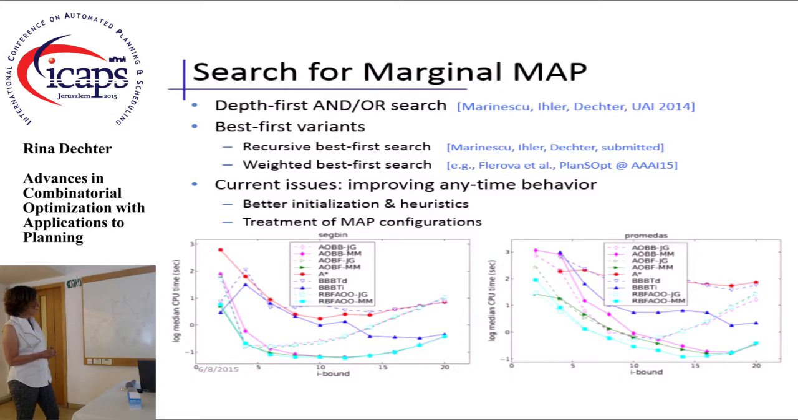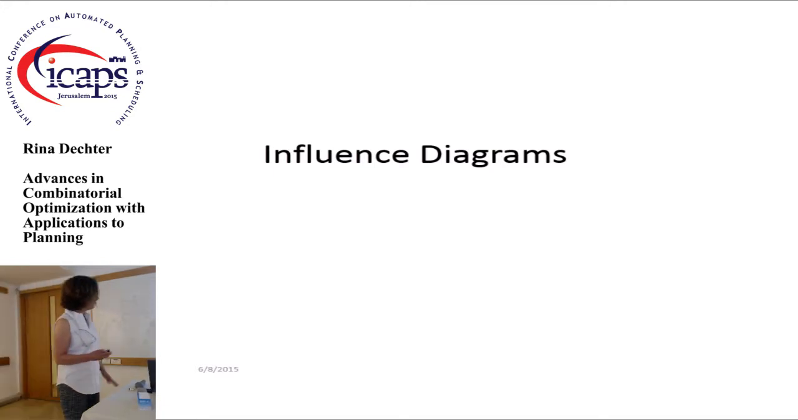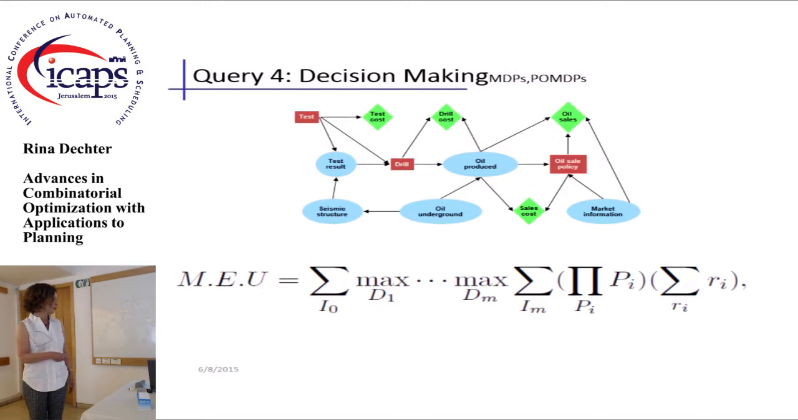So we are working on improving the anytime behavior, and especially the summation. Last thing is influence diagrams. I don't have that much to say about it. Let's look at an influence diagram. In general, this is what you want to compute, the maximum expected utility.